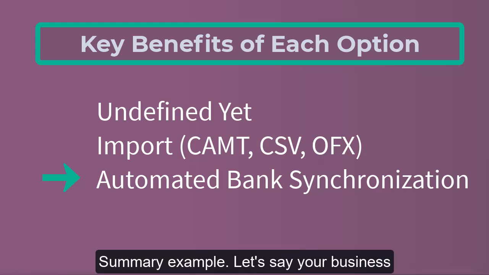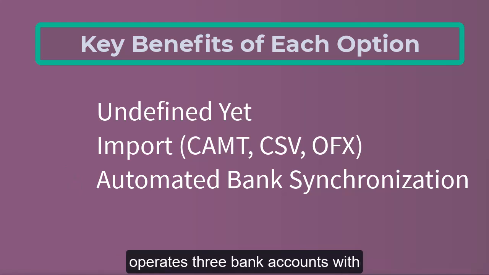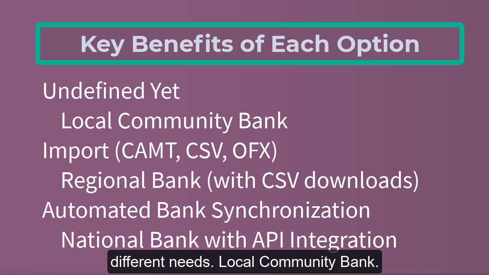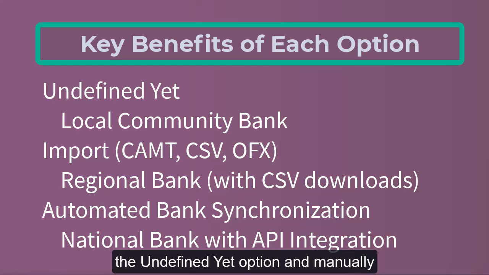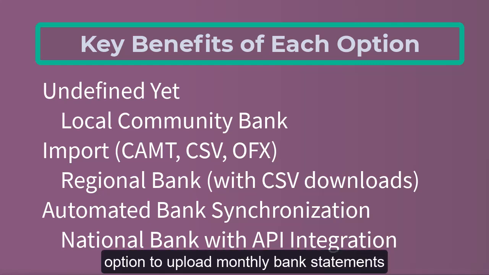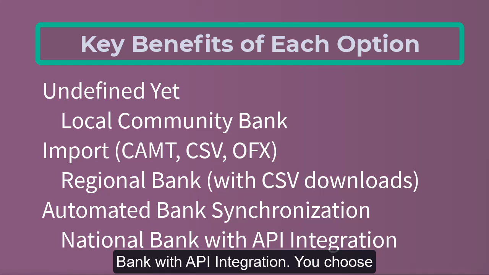Summary example. Let's say your business operates 3 bank accounts with different needs. Local community bank. No digital services available, so you use the undefined yet option and manually enter transactions. Regional bank. With CSV downloads, you use the import CSV option to upload monthly bank statements for semi-automated processing. National bank with API integration. You choose automated bank synchronization to keep real-time track of transactions without manual effort.